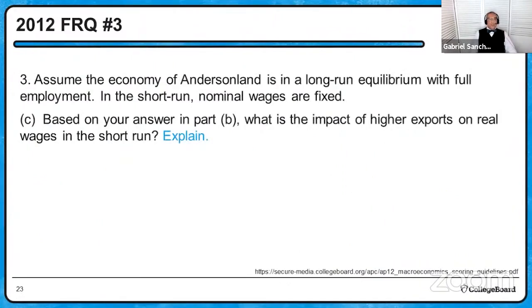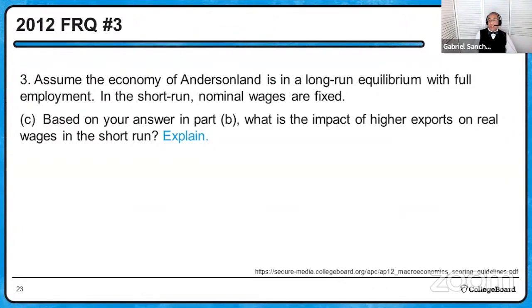C, assume that the economy of Anderson Land is in the long run equilibrium with full employment. In the short run, nominal wages are fixed. So based on your answer in part B, what is the impact of higher exports on real wages in the short run? Explain. And again, what will happen to real wages? Real wages can either increase, decrease, remain the same, or be indeterminate. And this one also needs an explanation.